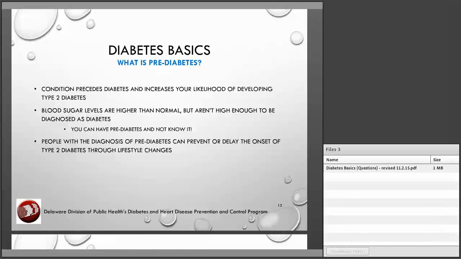All right, so we talked about diabetes, but there's this little thing out there called prediabetes. Let's talk about what it is. This is a condition that precedes diabetes and increases your likelihood of developing type 2 diabetes. Blood sugar levels are higher than normal, but they're not really high enough to be diagnosed as diabetic. You can have prediabetes and not even know it. People with a diagnosis of prediabetes can prevent or delay the onset of type 2 diabetes through lifestyle changes.